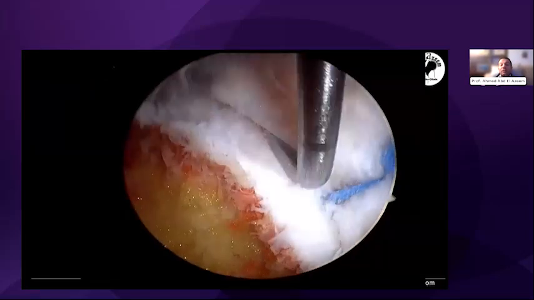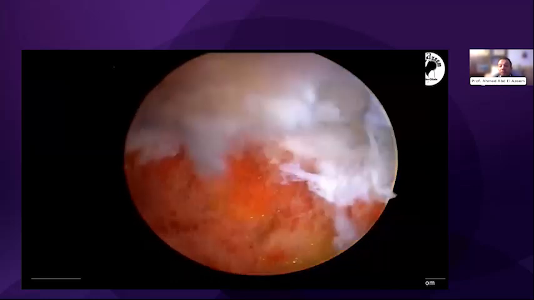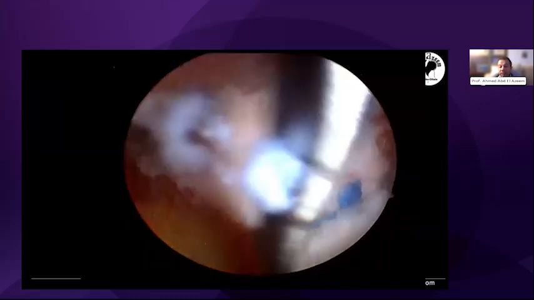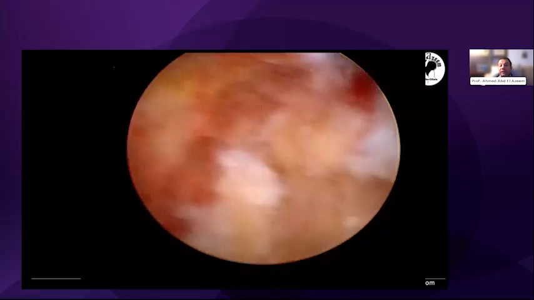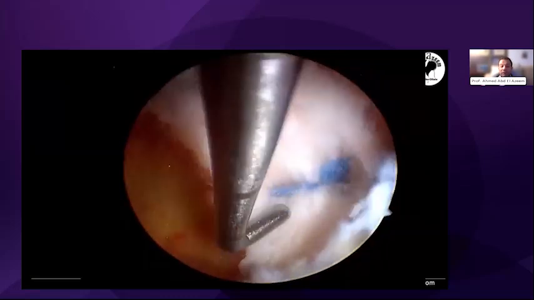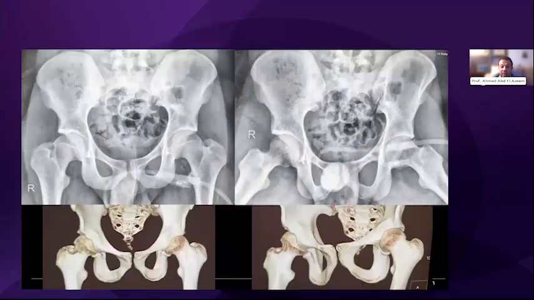So that's the end result that we want to reach: a proper labral repair with a proper labral seal and a good cam resection with a clear dynamic examination. So again, this is what we want to see. And this is what we want to see in the post-operative x-rays: proper labral repair with the proper placement of the anchors and a good cam resection with a proper head and neck offset.